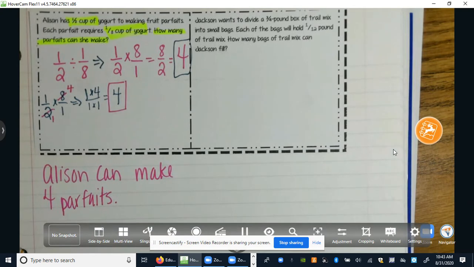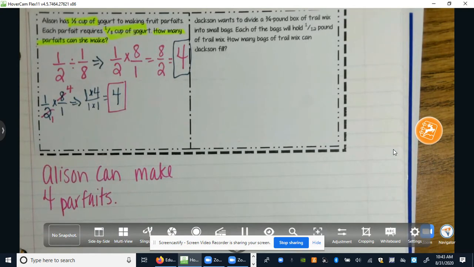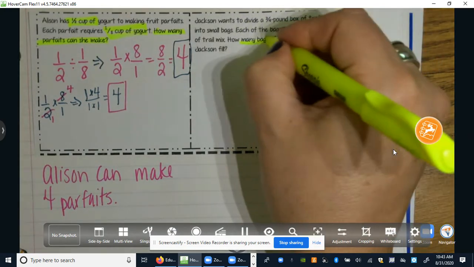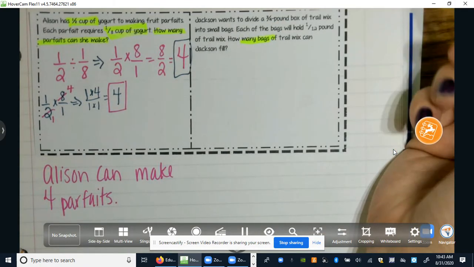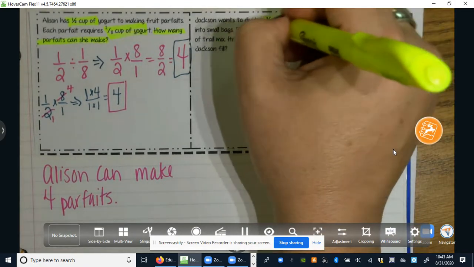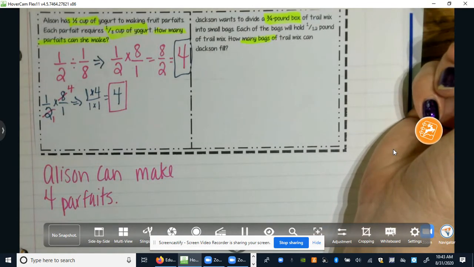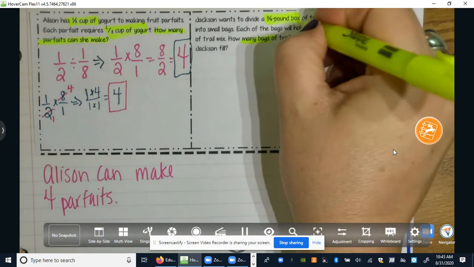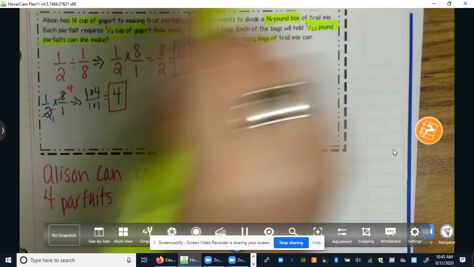All right, my last question here. Jackson wants to divide a 3/4 pound box of trail mix into small bags. Each bag will hold 1/12 pound of trail mix. How many bags can he fill? So we're trying to figure out how many bags is he going to make out of that box. So we know that he has a 3/4 pound box of trail mix, and he's breaking them into small bags. So he's pouring them into 1/12 pound bags.